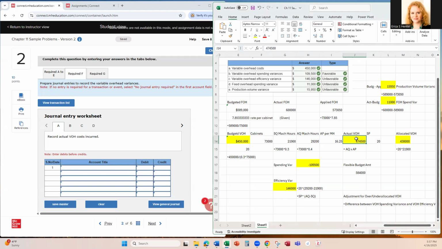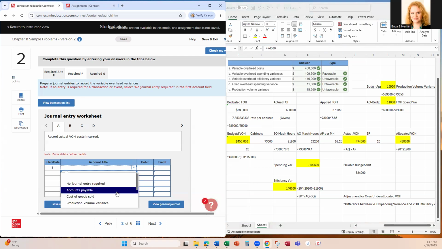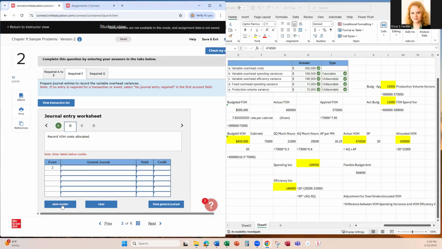So these costs are like, hey, we got bills in the mail for these overhead items, or needed to record depreciation, etc. Variable overhead typically changes based on actual usage and is something that you are generally paying for. So we're going to be debiting variable overhead, and we are going to be crediting accounts payable for the bills that we have to pay. 474,500. And go ahead and save that.